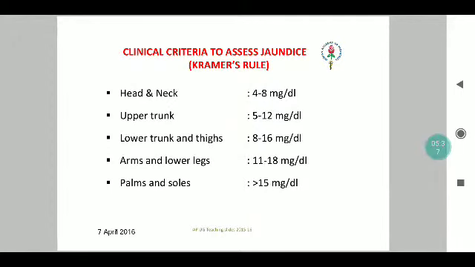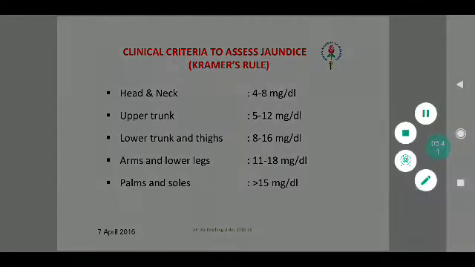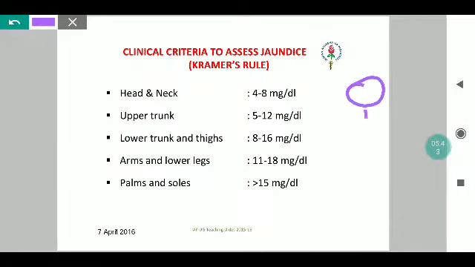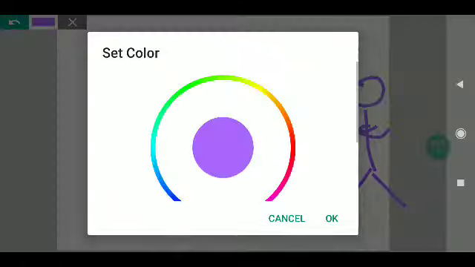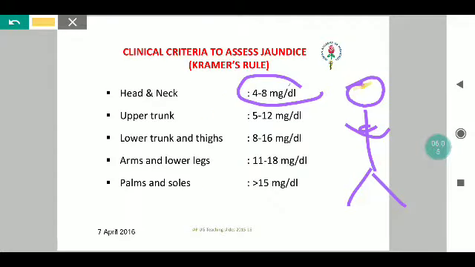So, to clinically assess neonatal jaundice, we have what is called Kramer's rule. Now, assuming this is the baby which we are considering, if the level of jaundice is present merely at the head and neck, it is between 4 to 8 mg per deciliter. Present up to the upper trunk, I'll change the color in this to make it better understood. So up to the head and neck, it is 4 to 8 mg per deciliter.